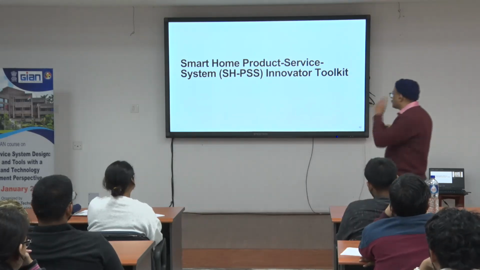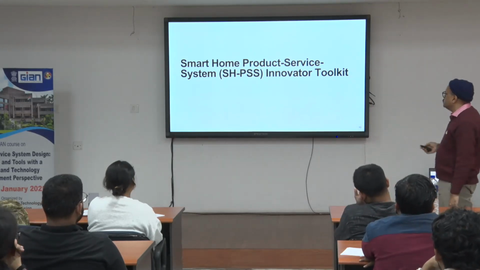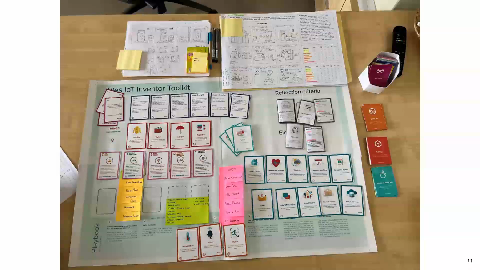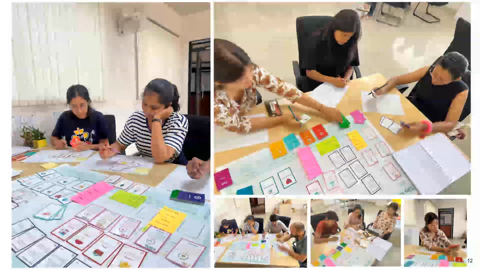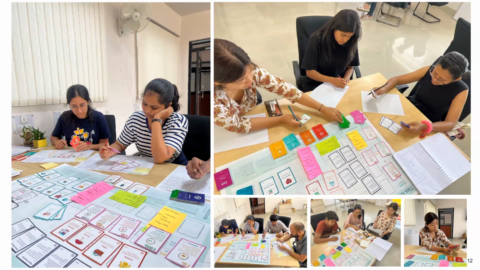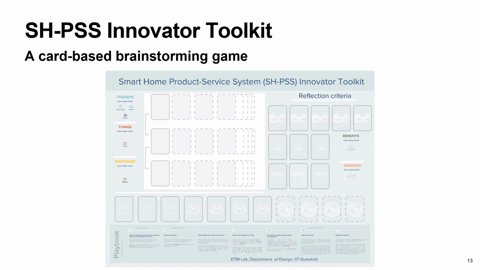Now, come to the smart home PSS innovator toolkit. This is the toolkit that we have developed. Again, it is a card based tool. This is how the toolkit was being administered, and you can see some of your seniors there, people who are from our department. They participated in using this particular toolkit. Again, it is a brainstorming game kind of a thing.